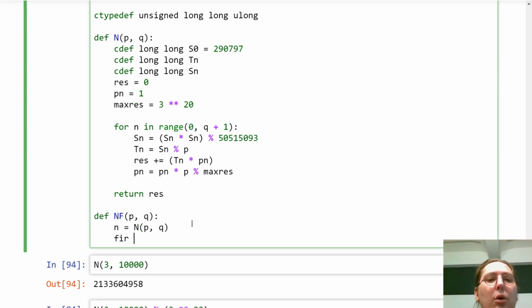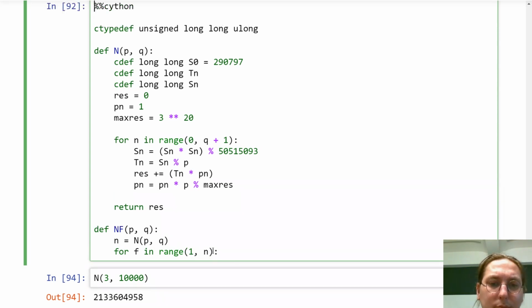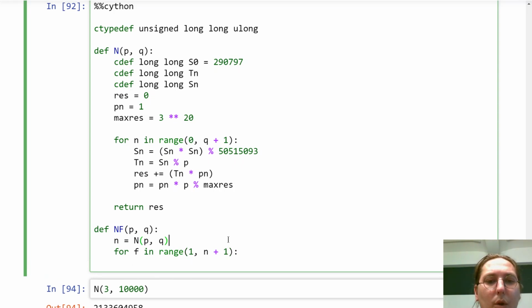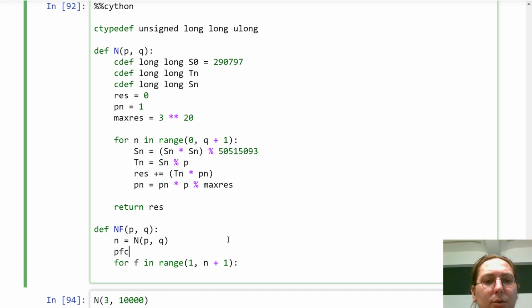So I go for f as in factor in range 1 to n plus 1. So maybe p factors, 0 to start with, and then f mod p. Well, no, not mod p. Div, right? No, we have to get the factors.